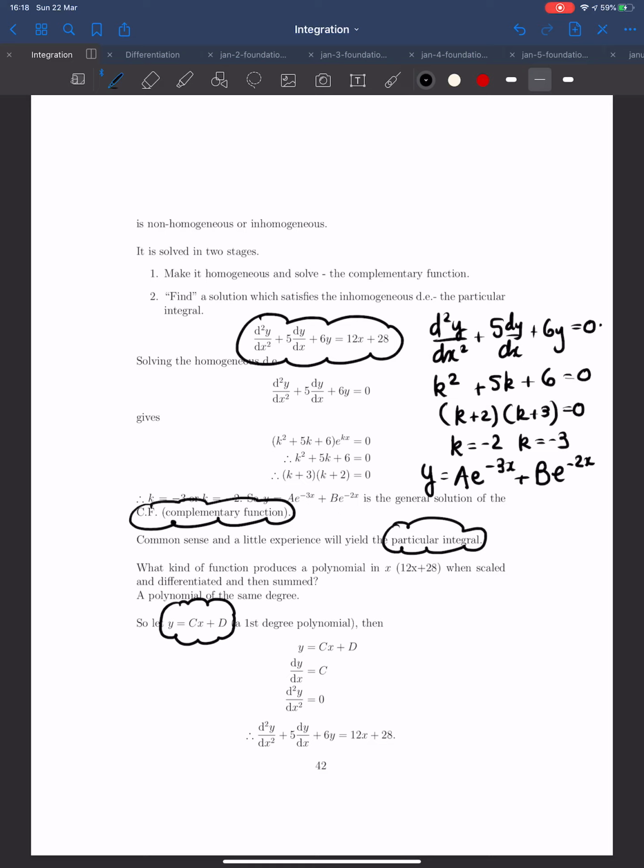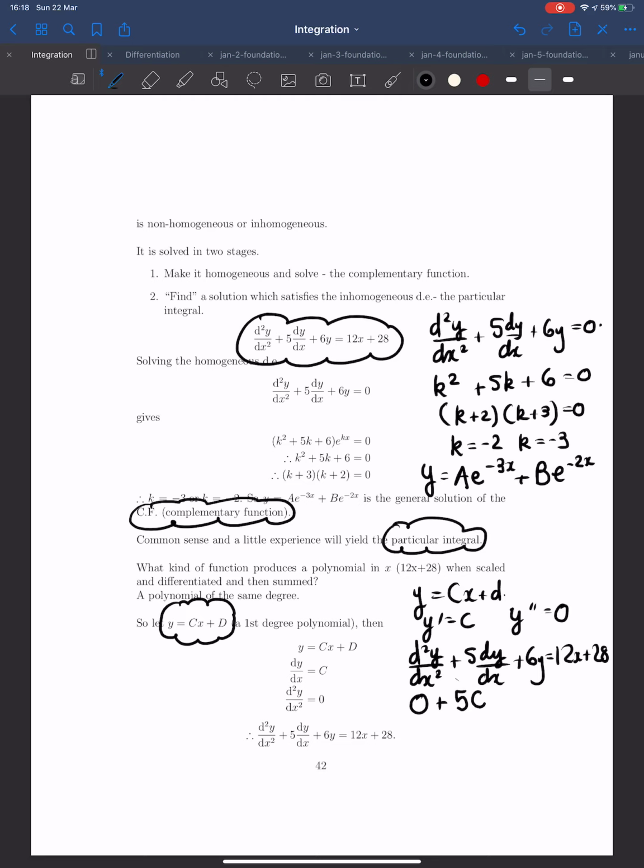So we're going to say y is cx plus d, y dashed is c, y double dashed is 0. So our differential equation, d2y by dx squared plus 5 dy by dx plus 6y is 12x plus 28. d2y by dx squared is 0. 5 dy by dx, that's 5y dashed, which is 5c. And 6 of the original y is 6cx plus 6d.